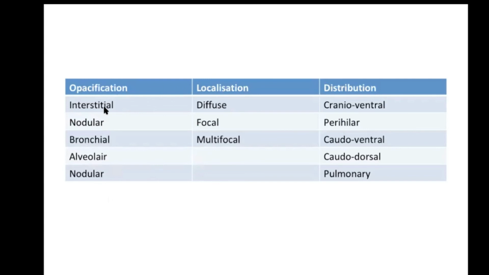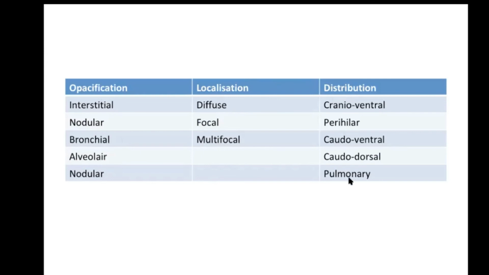We have to say whether the opacity, what we see in front of us, is not normal. What is it? Is it affecting the interstitium, nodular, bronchial, alveolar, nodular? Sorry, I repeated this one twice. It is supposed to be vascular here. So what's the opacity that we're seeing that is not normal? We have to say the localization. Is it diffuse, where all the lungs are affected; focal, at one point; or multifocal, at different points?